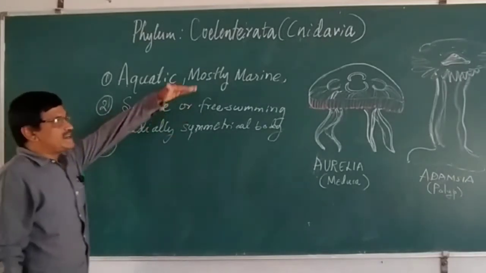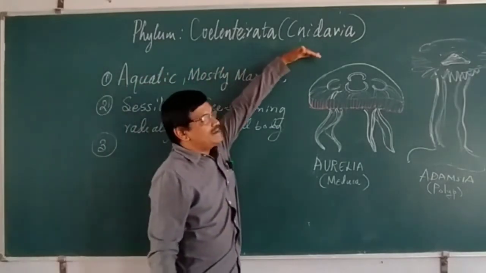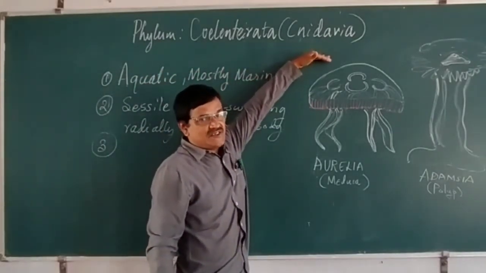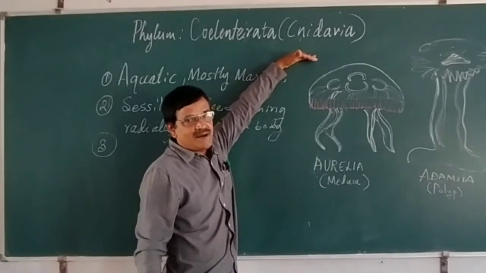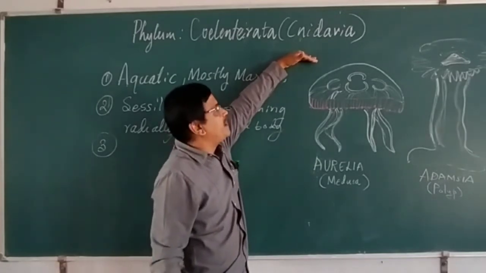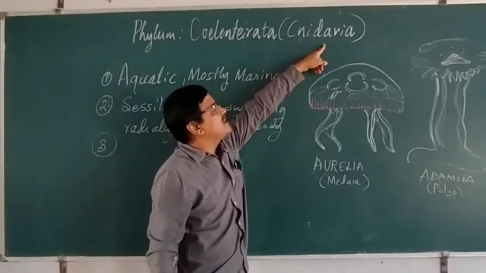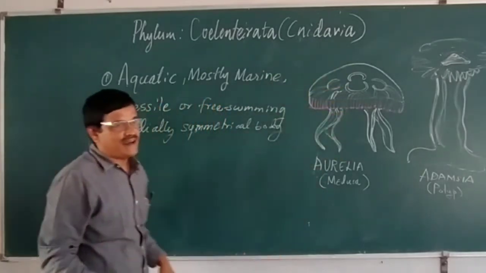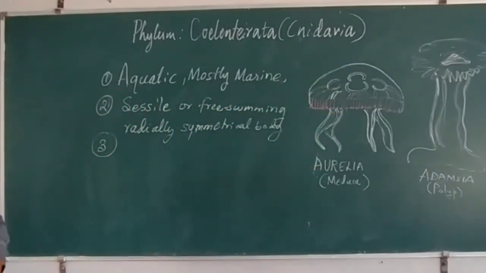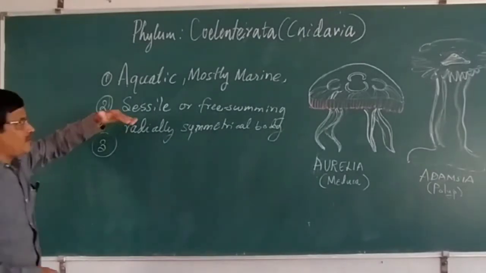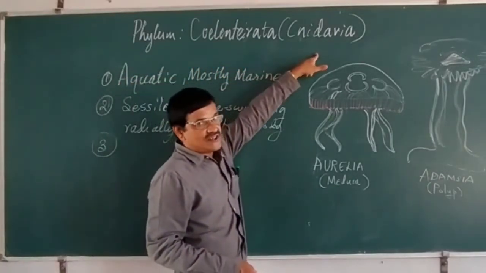So these coelenterates are also known as cnidarians. That means the phylum Coelenterata is also called phylum Cnidaria. Why are they called so? Then the question arises, why are they called cnidarians?